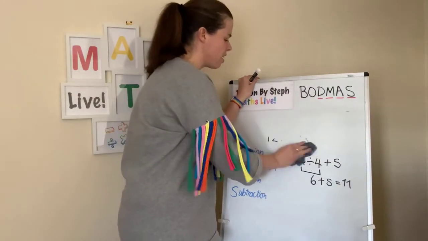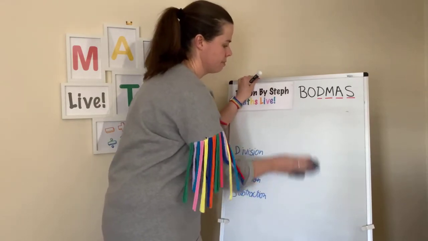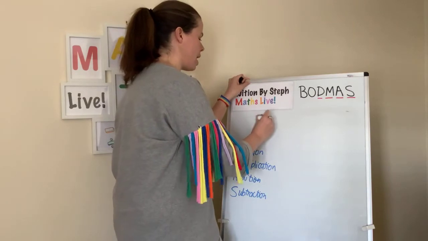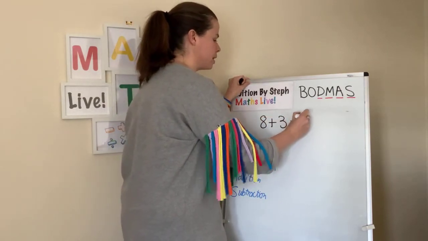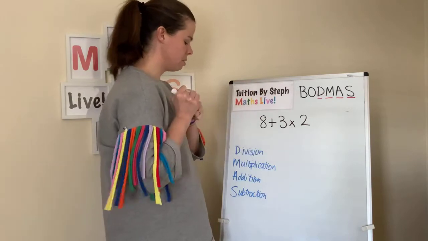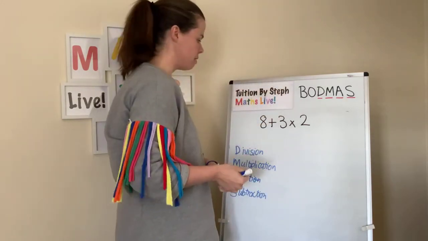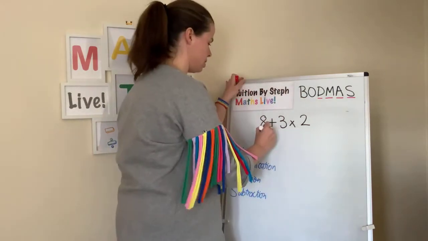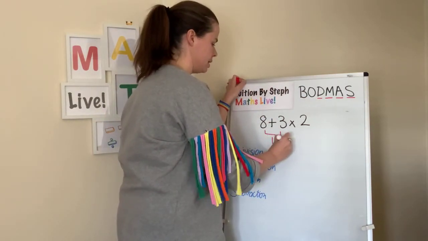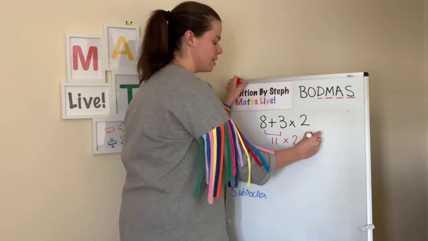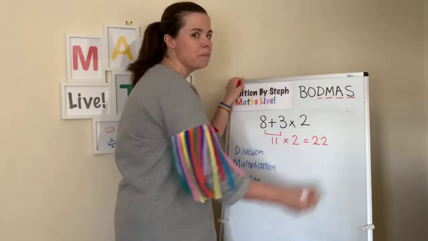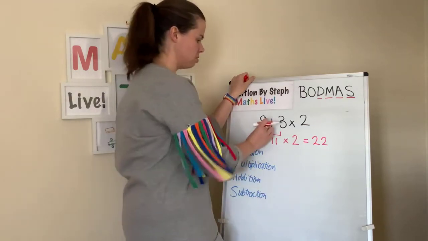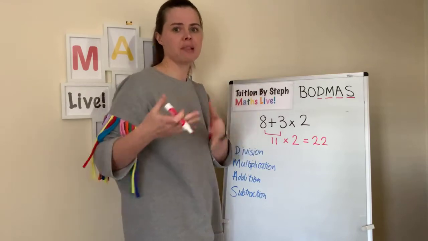So watch carefully here. I'm going to give you a different calculation now. We're going to do 8 plus 3 times by 2. So 8 plus 3, 8, 9, 10, 11. So that's 11. And then times by 2, and that's 22. But that isn't actually correct. But why? Because in calculating, you go from left to right.